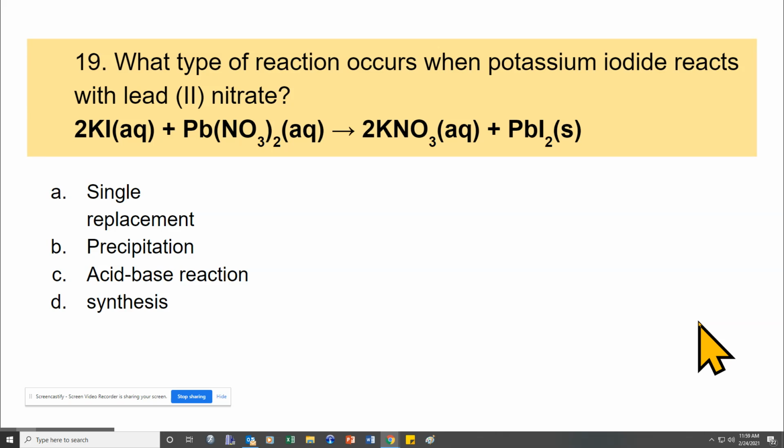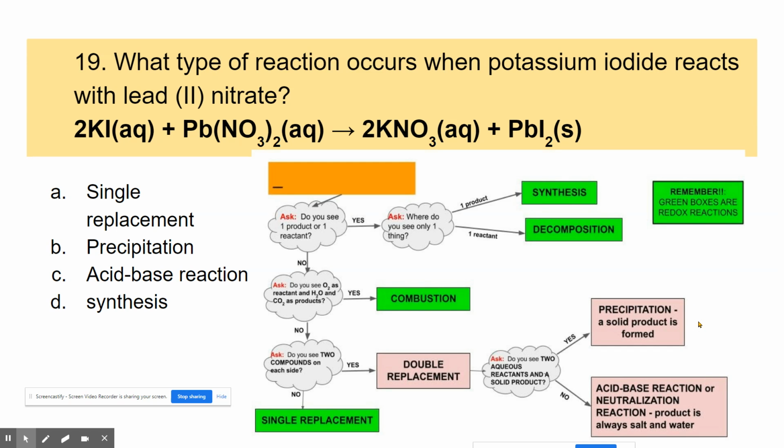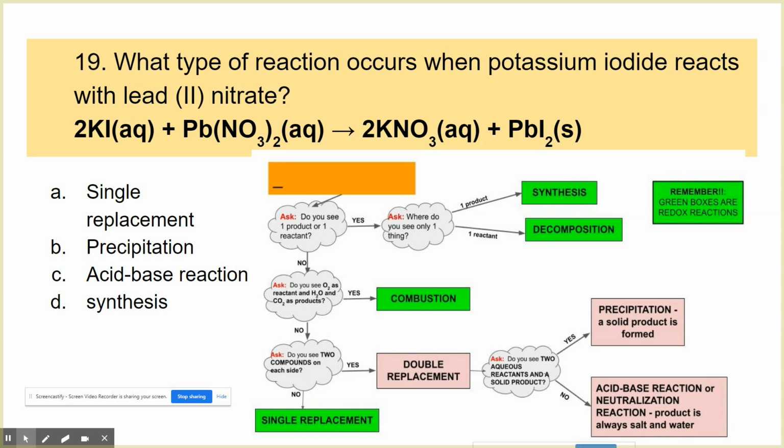All right, let's do number 19. What type of reaction occurs when potassium iodide reacts with lead 2 nitrate? For this one, you may want to use our flow chart. Let's look at our flow chart right here and do this step by step. Always divide the equation first in half.